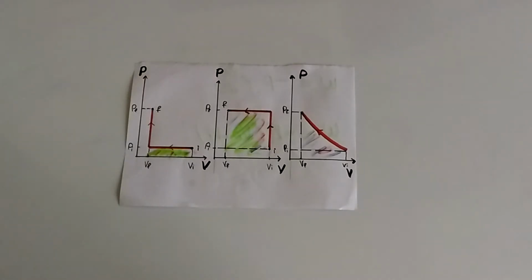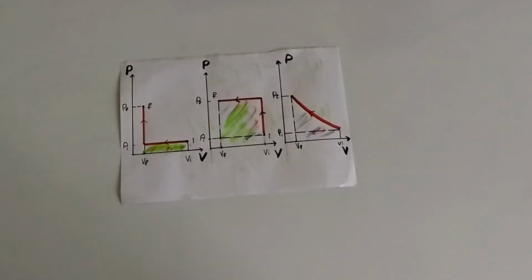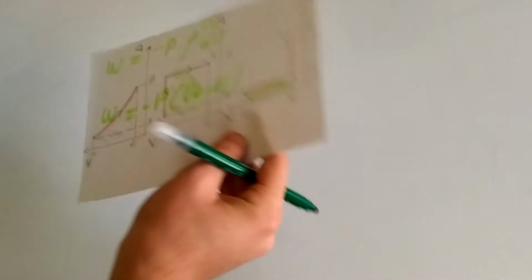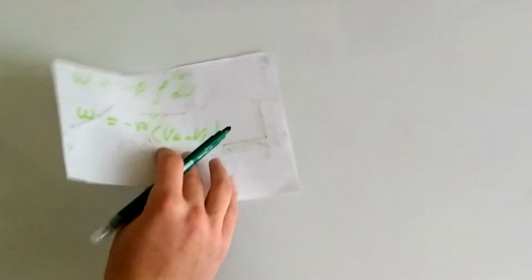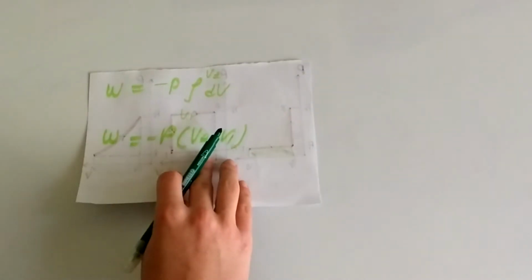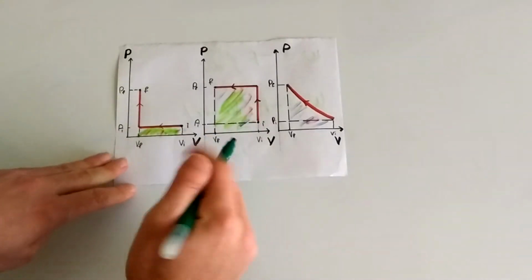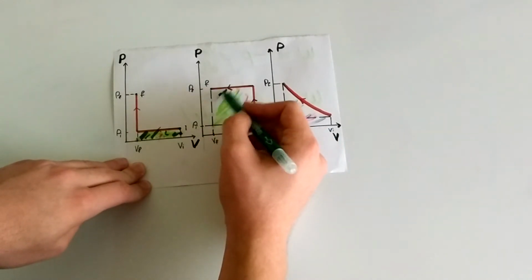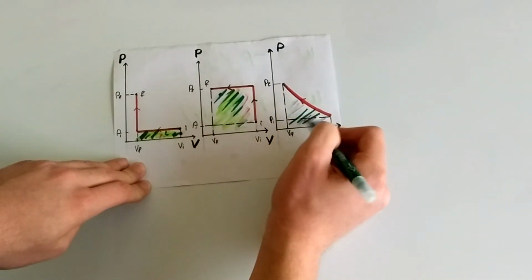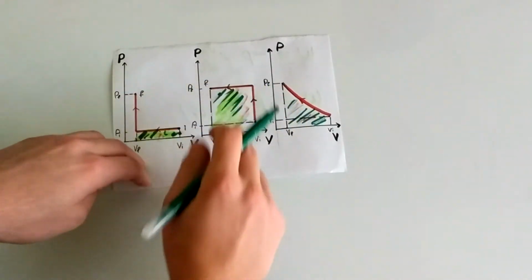Now, what about a cyclic process? We've seen in the previous video that basically the work of a system is, if we take the negative integral of P times dV, going from initial volume to final volume. So basically that will be the area under this PV curve, or under this PV graph.